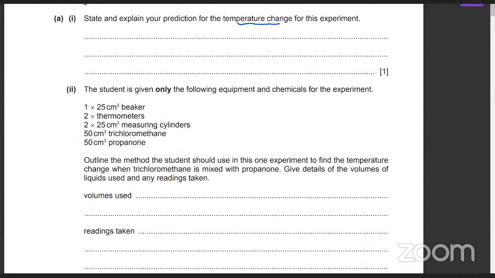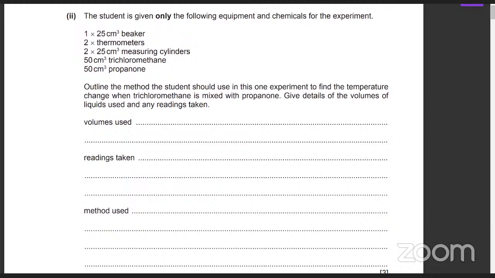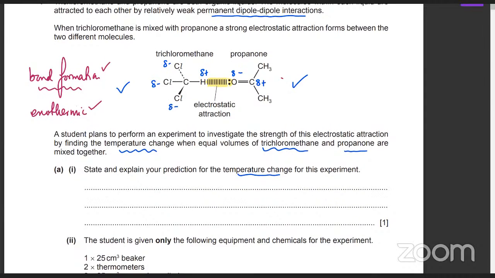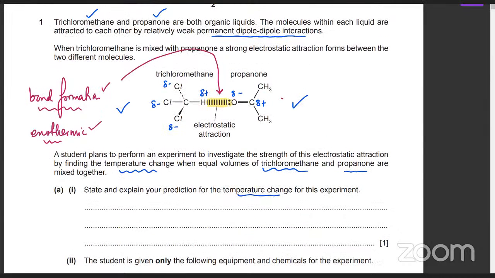Now the student is only given the following equipment and chemicals for the experiment: 25 cm3 beakers, thermometers, measuring cylinders. Sir, the temperature will increase, right? Exothermic is where energy is released, right? Whenever bonds are formed, this bond is getting formed, so heat energy is produced, that increases temperature. You always measure the temperature of the surroundings. So when a substance releases energy, the temperature always increases of the surroundings.